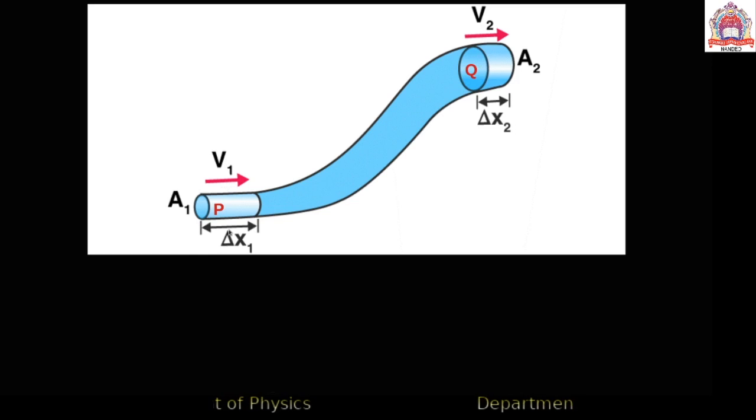The volume of liquid entering per second, or the rate of flow at P, is equal to, what is it? A1 V1. What is A1 V1?